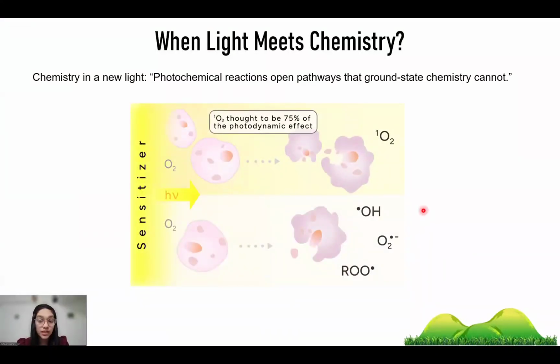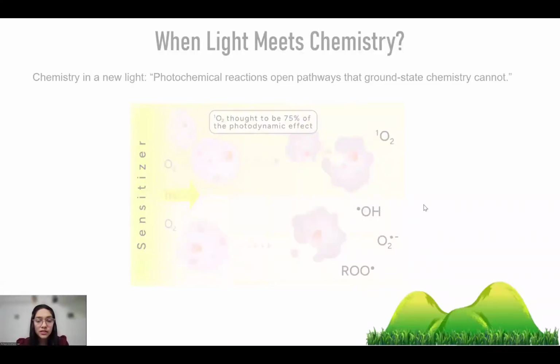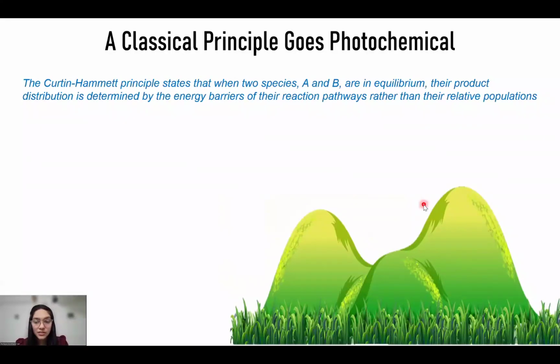So what happens when light meets chemistry? Photochemical reactions are reactions driven by light. This opens up pathways that normal everyday reactions cannot. Here you can see how light can interact with cells in PDT, where reactive oxygen species react with the cancer cells to kill them. Now let's dive into the principle behind my research.